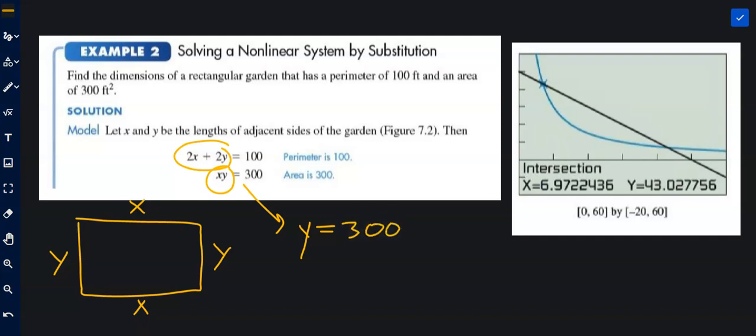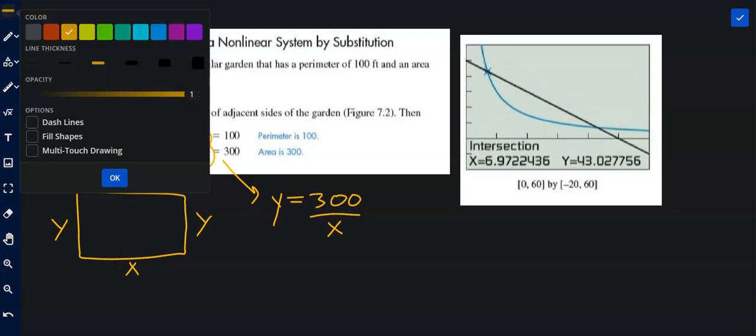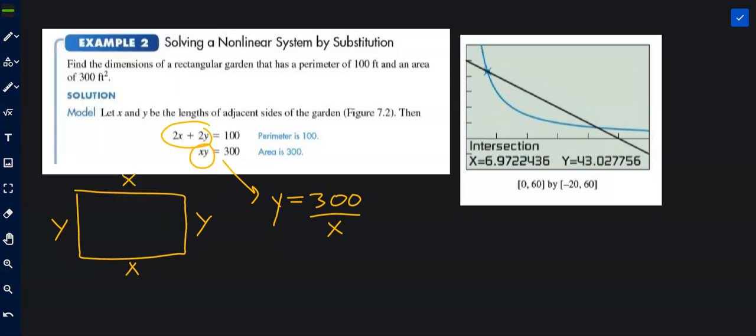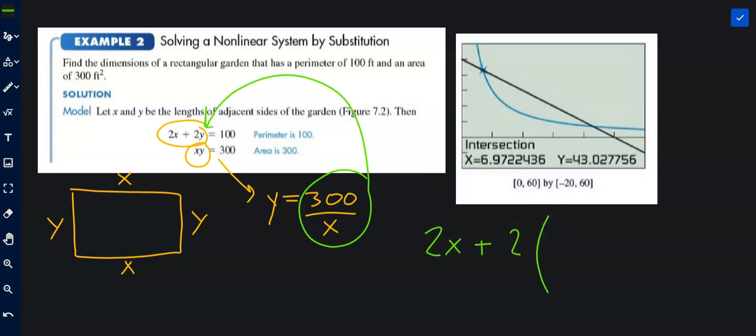300 divided by x. Okay. How could we substitute that into the other equation? Put it in for y, thank you very much. Putting this thing in for y. So that means we got 2x plus 2 times 300 over x equals 100. Guess what, folks? This is probably a good time for graphing, as you can see on screen.